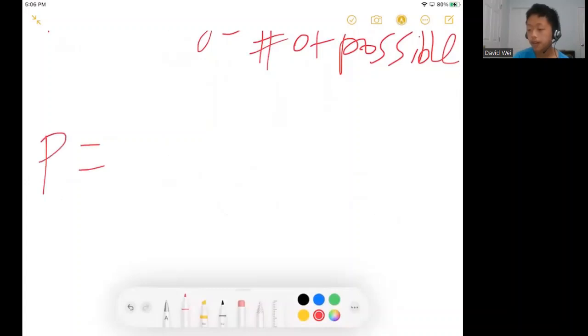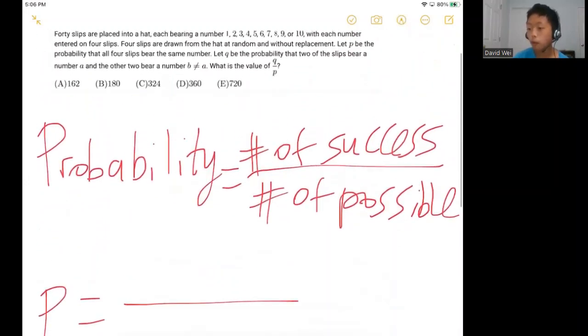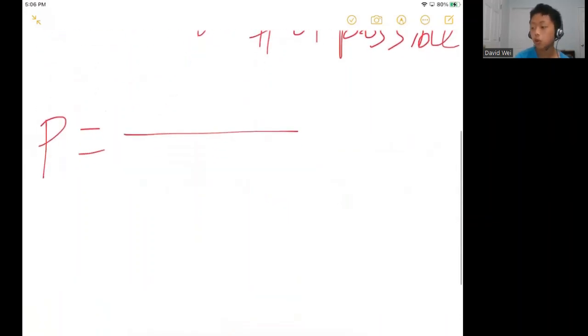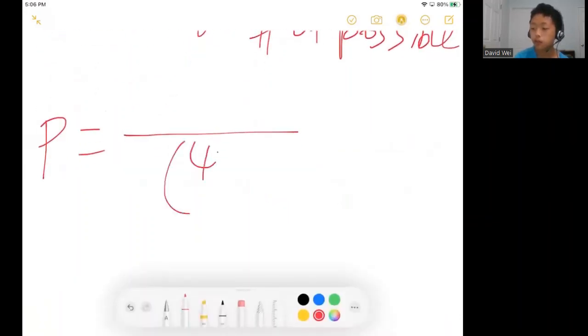For P, the number of possible outcomes is pretty easy, because we have 40 slips in the hat in total, and we want to choose 4 of those slips. So the total number of possible outcomes is 40 choose 4.